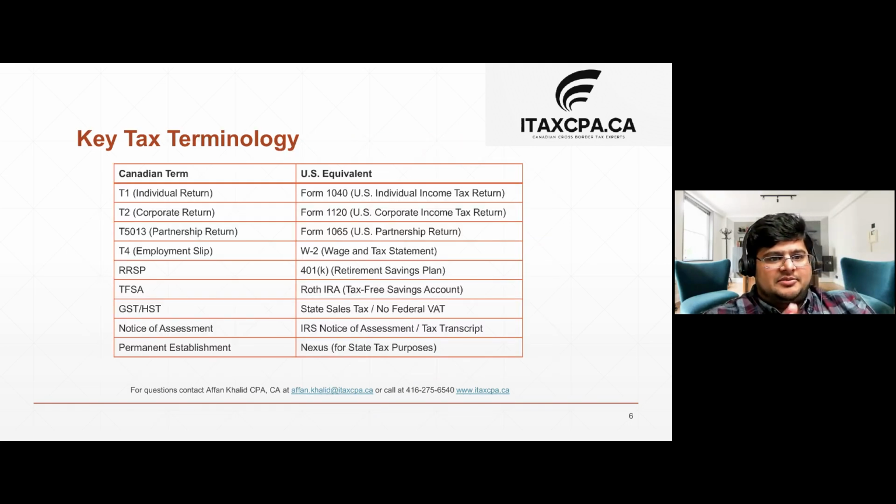Okay, some key terminologies. Again, this is more for you, but T1 is the term we use for personal tax return, similar to 1040. T2, a lot of Canadians will use this term T2, which is a corporate tax return for us, similar to Form 1120. For partnership returns, we use T5013 as the terminology. T4s is very common, which is similar to W2.